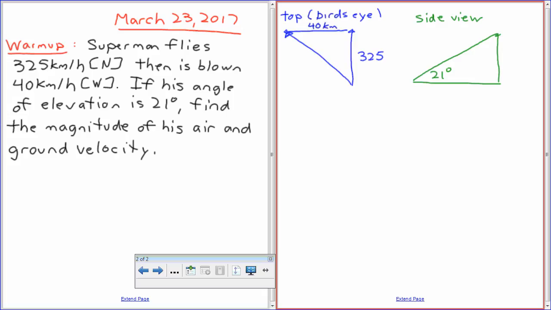Okay, now what's the connected side? This is the key to this question here. What is the connected side? Matt, go ahead. The hypotenuse of the second one and like 325? Not quite. Go ahead. The hypotenuse of the blue triangle, and then the bottom side of the green triangle? Yes.